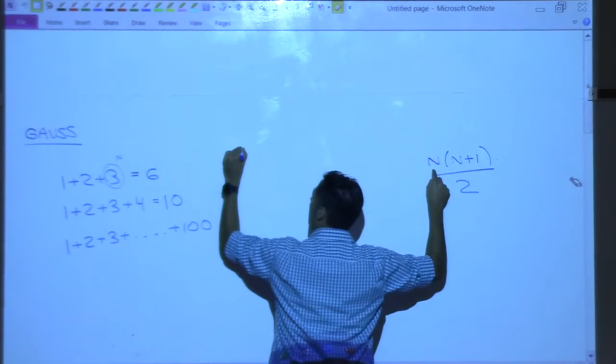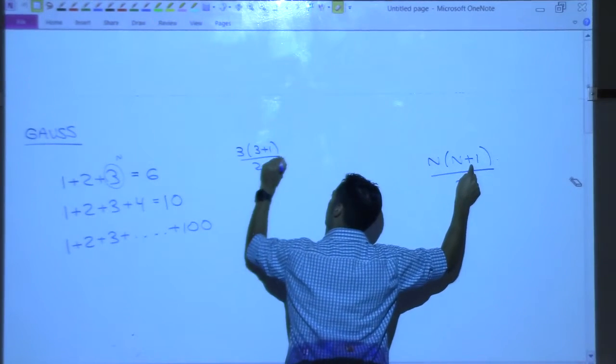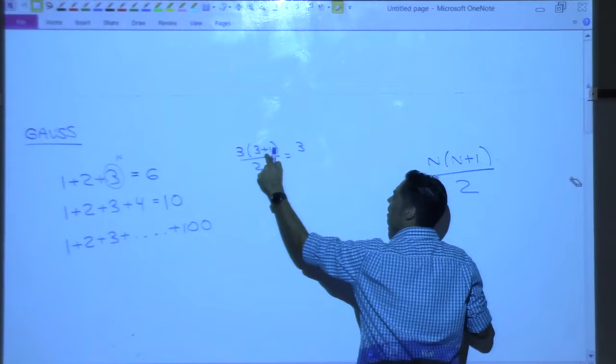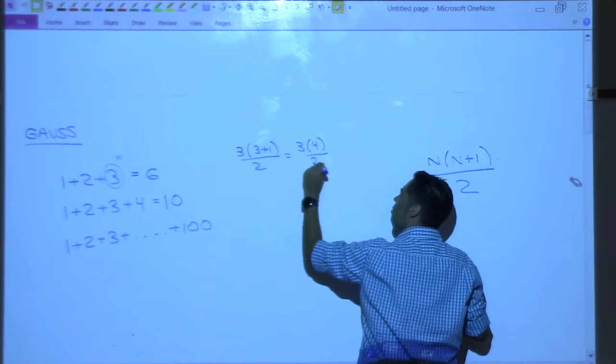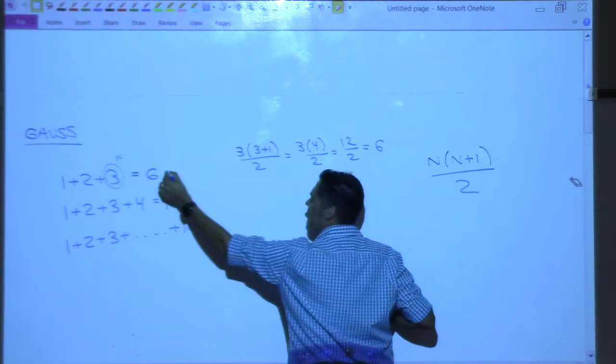This would be 3, right? And then what? 3 times (3 plus 1) over 2. And let's see what that is. That's 3 times 4 over 2. 3 times 4 is 12. 12 over 2, that's 6, right? And that checks with this.